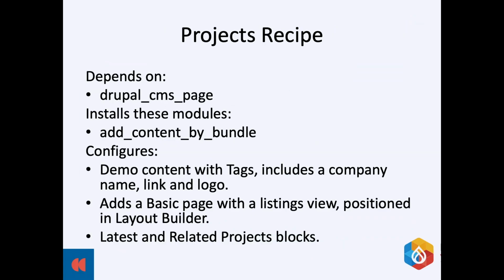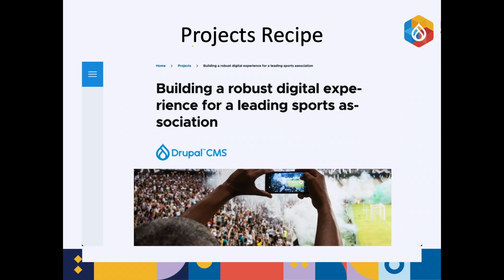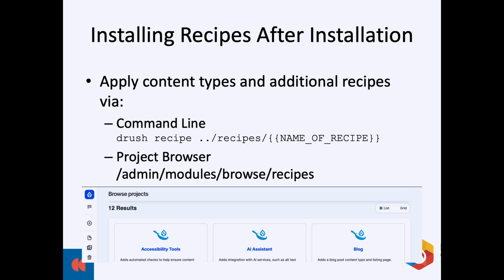Projects recipe is identical to case studies. Absolutely identical, just a different name. That's what it looks like. See, there's the logo that links off to the website. Don't know why. Anyway, so that's the stuff that you can just finish the installer and have. Like I said, you can go into Project Browser and you can reinstall some of them. You can install some of the other stuff that you get, or you can use the command line drush recipe and then point to where your recipe is, and you can install the recipe.